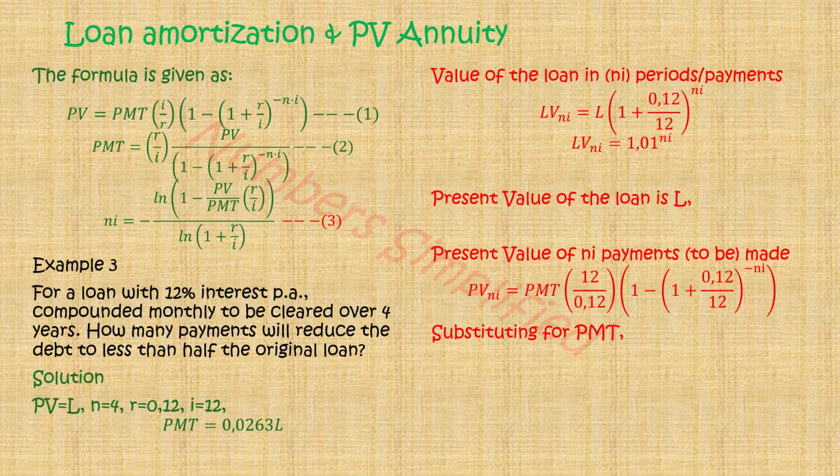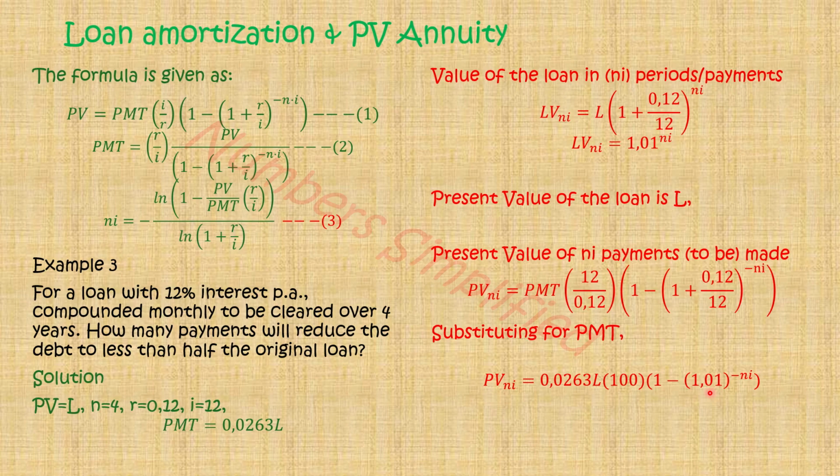And that is the value that we have on the left-hand side of 0.0263L. We substitute it in place of PMT so that we have our present value NI, that is to say the present value after NI payments is going to be 0.0263L times the 100 that we obtained when we divide 12 by 0.12, times what we have in the second set of parentheses. So that will be 1 minus 1.01 raised to the power minus NI.